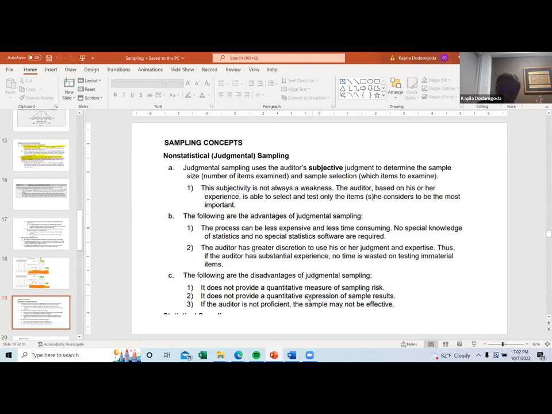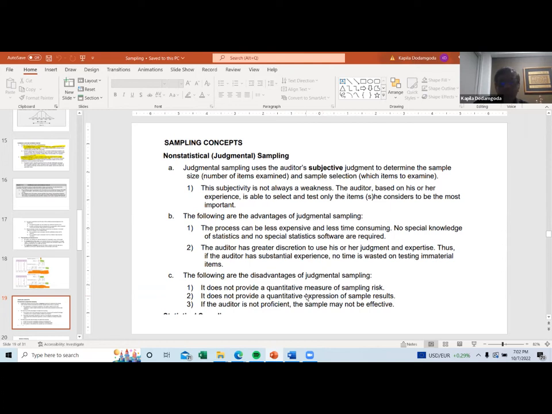On the other hand, a disadvantage of judgmental sampling is that it is based on judgment. It is not based on any statistical parameters or any statistical theory. So therefore, you can only make qualitative statements, because it's based on judgment, not on proper sampling techniques.